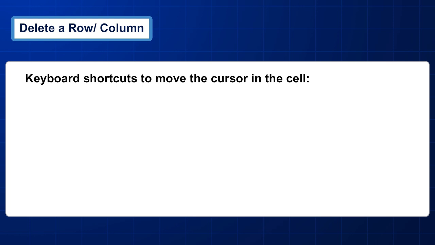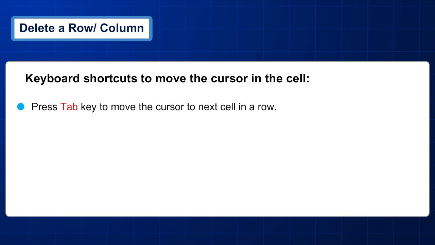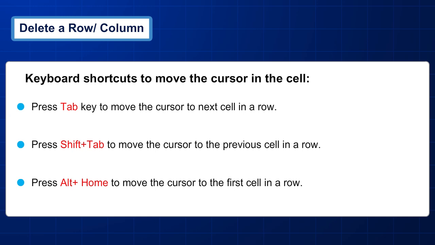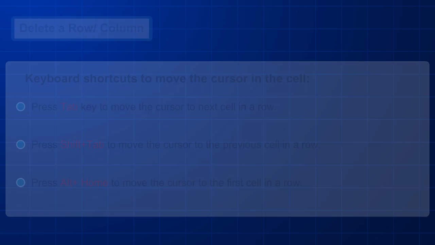Keyboard shortcuts to move the cursor in the cell. Press Tab key to move the cursor to next cell in a row. Press Shift plus Tab to move the cursor to the previous cell in a row. Press Alt plus Home to move the cursor to the first cell in a row.